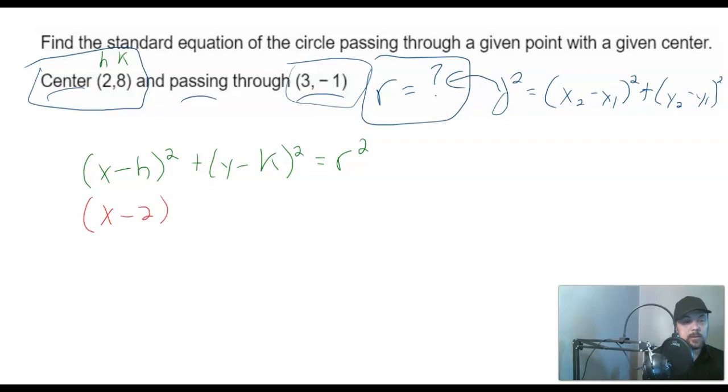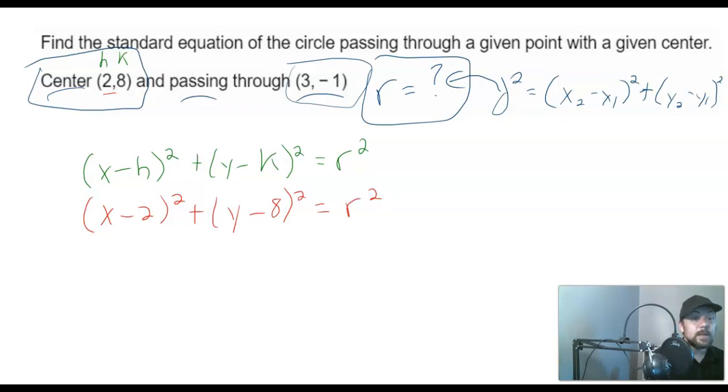H is 2, so we're going to get x minus 2. Again, notice it's positive 2 here. The formula changes the sign for me, so I don't have to do it. It comes out as x minus 2 in the equation, right? So it's the opposite sign like it's supposed to be. Plus y minus k, we're going to plug in 8, so I get y minus 8 squared there. I don't know the radius, so I'm just going to leave that as r.